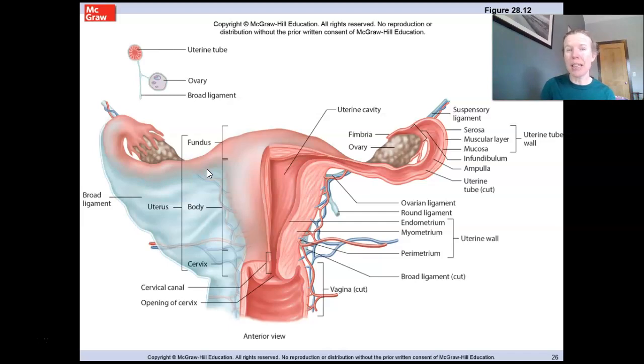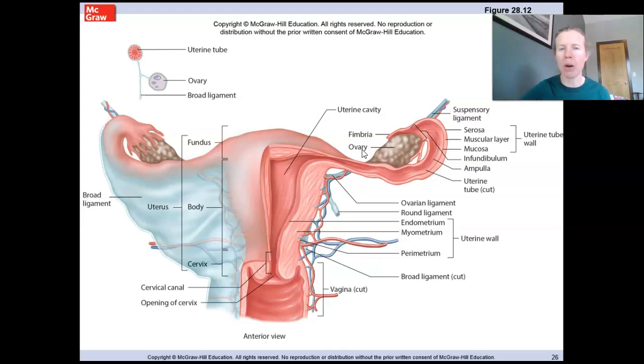And then I also really liked this image because some of us were talking about, okay, where is the fundus? And so here, looking from the anterior view, it's a little bit easier to see that area above where the uterine tubes enter the uterus. So anyway, most of that we covered in lab.